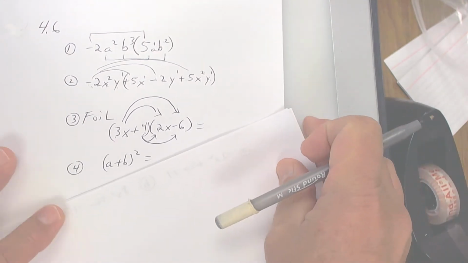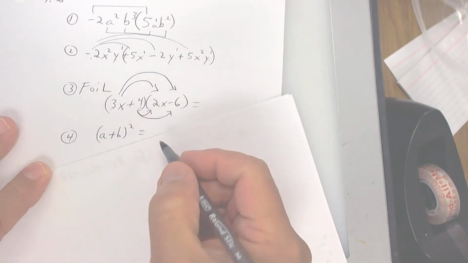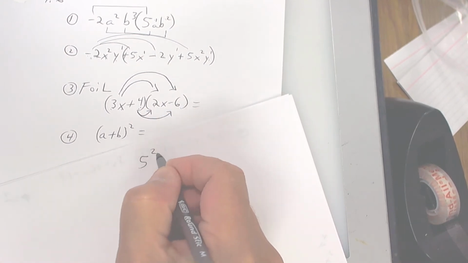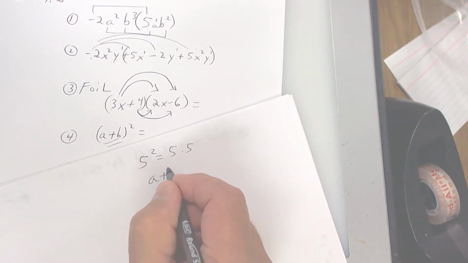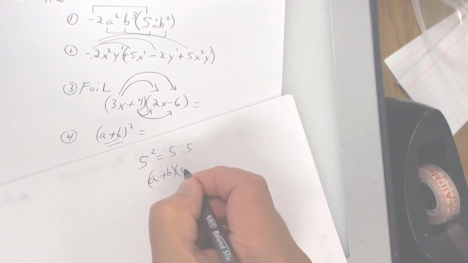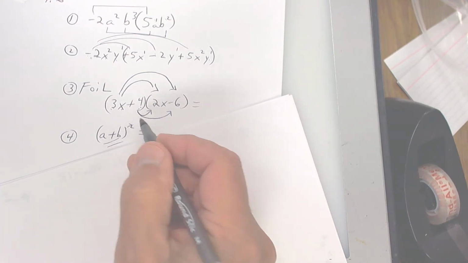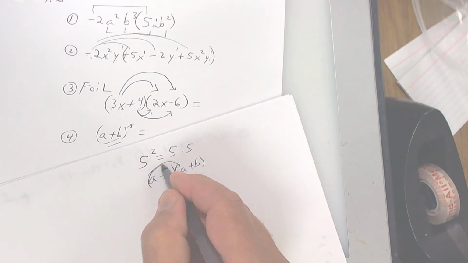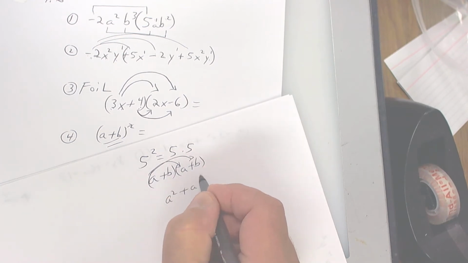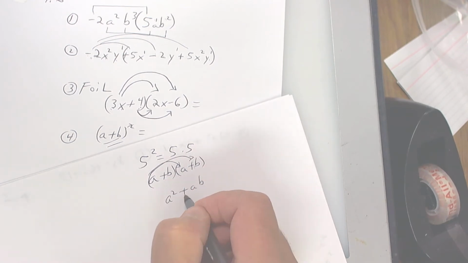Let's keep moving. This one right here is FOIL. You're going to write it twice. Just like if you have 5 squared, you go 5 times 5. Well, this one you're going to put a plus b twice. And then you're going to do FOIL. Okay? So a times a is a squared. A times b is ab. Positive times a positive is a positive.